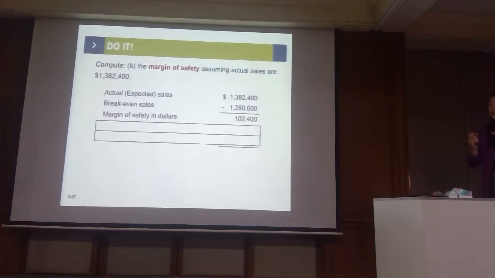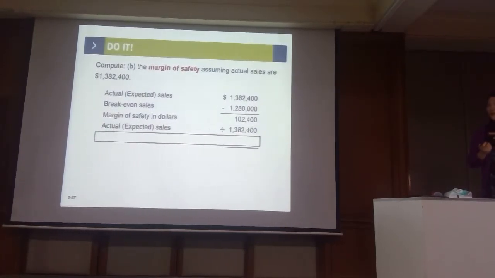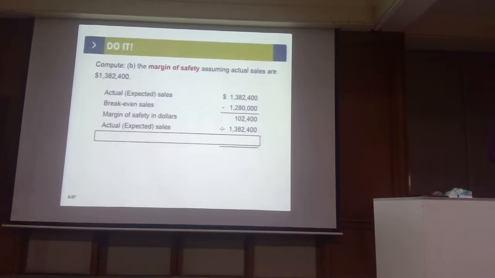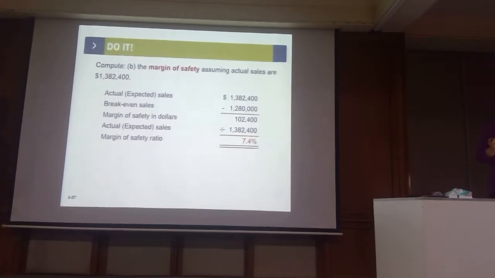So this one is in dollars. But you can also express your margin of safety as a percentage. For the percentage, you just divide the margin of safety by the actual sales. So you will get a margin of safety ratio equal to 7.4%. It means that your current sales shouldn't drop more than 7.4%. If it drops more than 7.4%, your company will have a loss.